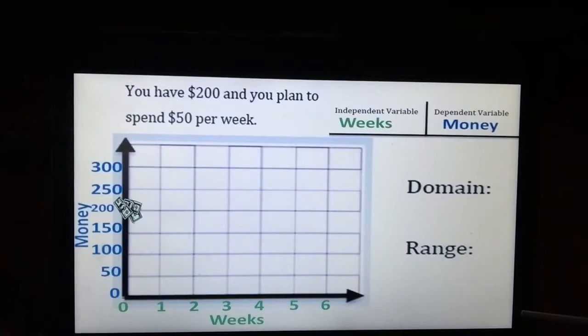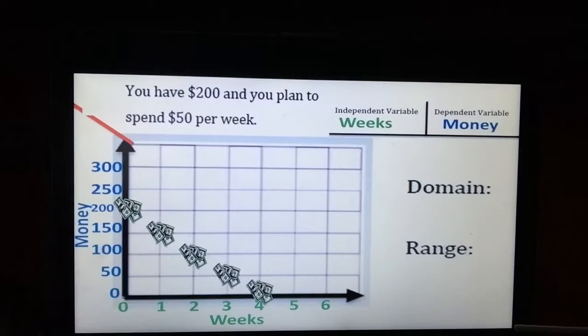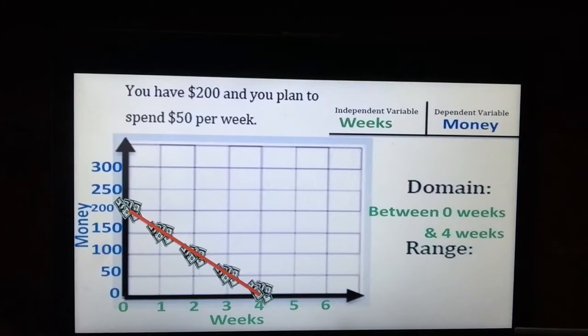Here's your $200, and if you spend $50, you now have $150 after 1 week. If you spend another $50, you have $100. Another one, you have $50, and then another one, you have $0. Okay, so this line right here does not have arrows on it. So the domain would be between 0 weeks and 4 weeks, because after that there's no more money. And then the range would be between 0 and $200, because you don't go less than $0 and you don't go more than $200. Okay.